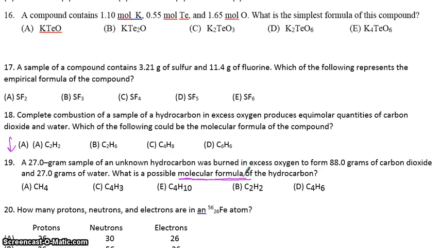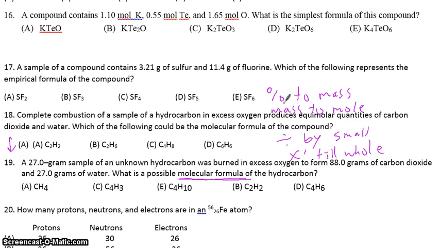So we have a 27-gram sample of an unknown hydrocarbon which was burned to form 88 grams of carbon dioxide and 27 grams of water. What's the possible formula? So if we have 88 grams of carbon dioxide, remember the way to do this is you would first go percent to mass, mass to mole. Let's outline those steps as we're going to use them a little later. Percent to mass, mass to mole, divide by smol, and multiply till whole if needed.